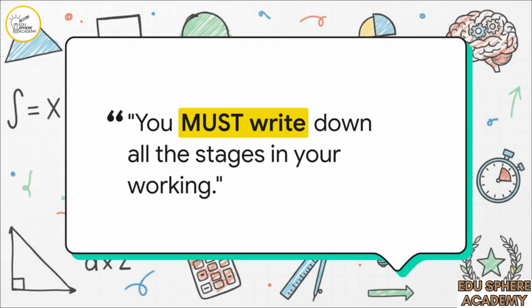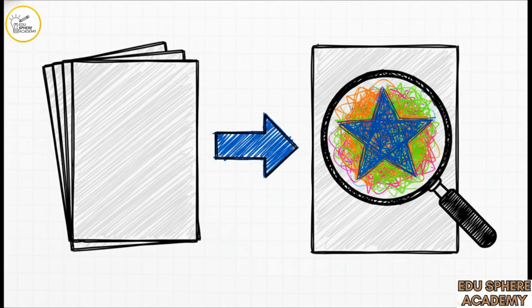So the crucial point here is a rule pulled directly from actual exam marking schemes. You must write down all the stages in your working. Listen, in math exams, you aren't just providing an answer, you are literally proving a legal case to the examiner. Even if your final calculation is a total mess because of a silly typo, showing your steps guarantees you collect those vital method marks along the way. Your working out is your insurance policy. Use it.